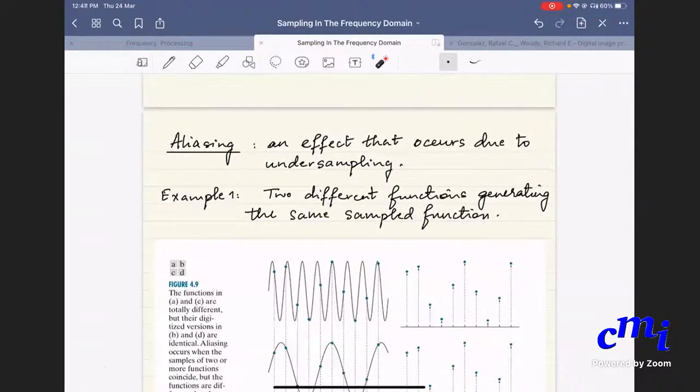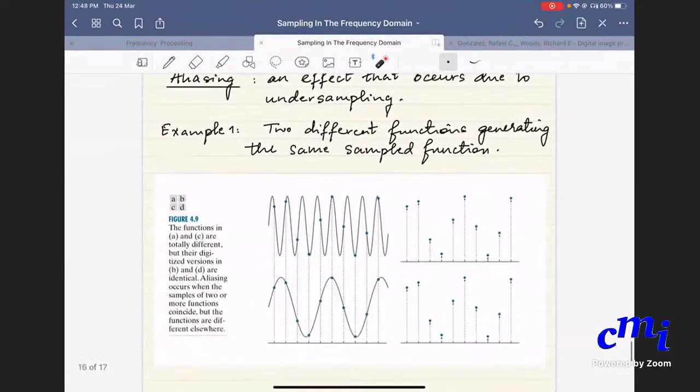So aliasing is an effect that occurs due to undersampling. That is the main thing. If you have undersampled, then something like this occurs where you have one signal, but it appears as another signal. The best way is to look at pictures. So here, this is the actual signal. It has these peaks placed quite closely to each other.